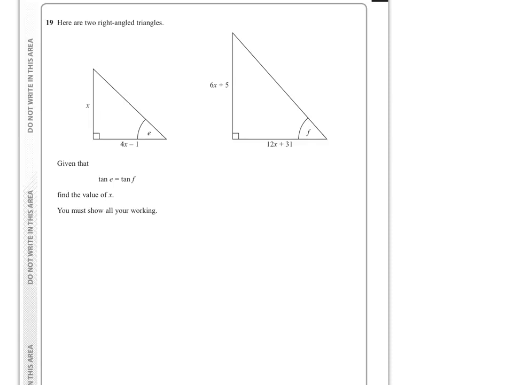Question 19. There are two right-angled triangles, and it says that tan E is equal to tan F. So tan E is opposite over adjacent in this triangle. So that's x over 4x minus 1. And tan F, well, that's opposite over adjacent in this triangle.